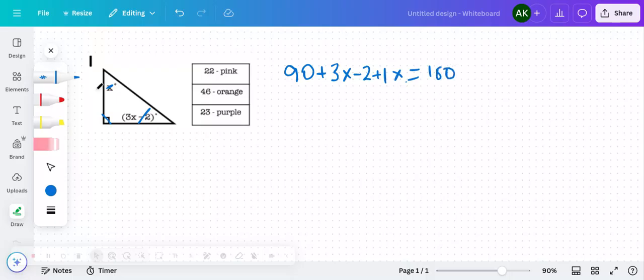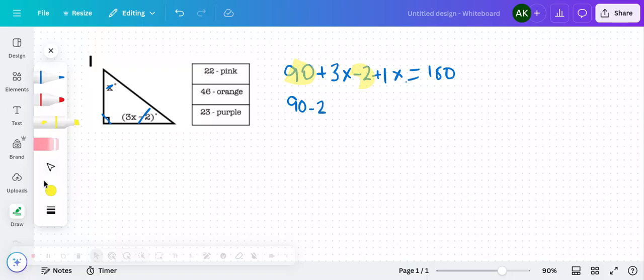And now I can start identifying my like terms. So I've got a constant here, meaning a number with no variable, and a constant here, so there's a number with no variable. I'm going to write those together. That was a positive 90 and a minus 2.